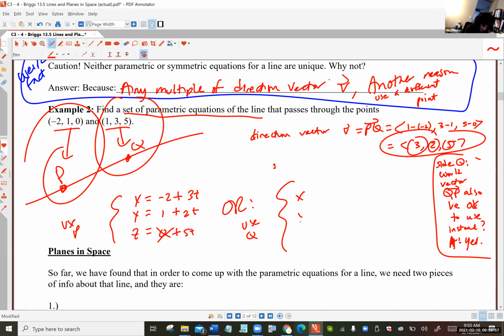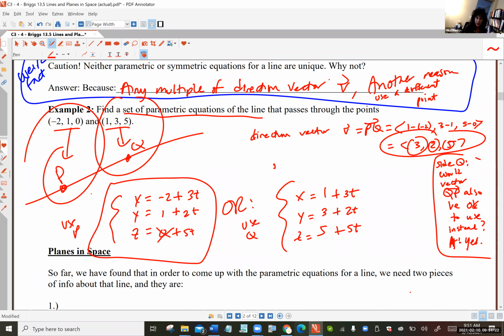Okay? Which one's better? I just told you. Parametric equations for a line are not unique, because it could have a different direction vector as long as it's a multiple, and you could use a different point on the line, and there's infinity points on a line, people. So we're just going to use Q's coordinates instead, and we got to use the same direction numbers though, okay? Either one of those answers is okay by me. So you can have this set of parametric equations, that's legit, or this set of parametric equations, and that is legit. Either one of those are fine with me, okay?